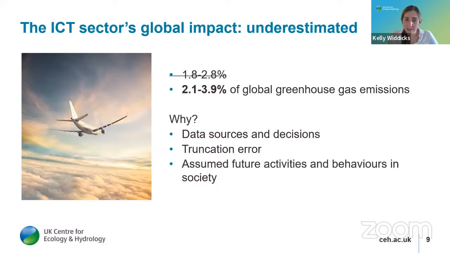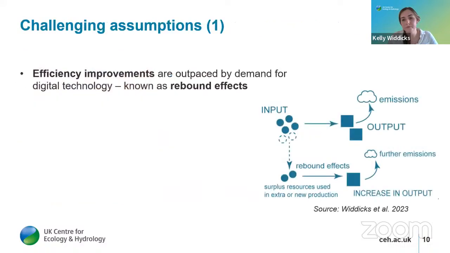So taking truncation error into account, we found that ICT's share of global greenhouse gas emissions is actually more like 2.1 to 3.9%, which is comparable to the aviation industry. We also found that estimates don't really take into account the activities of ICT innovators and end users that conflict with energy efficiency gains in ICT, for example, the creation of novel device development or intensive device use. So that's what we focused on for current estimates.